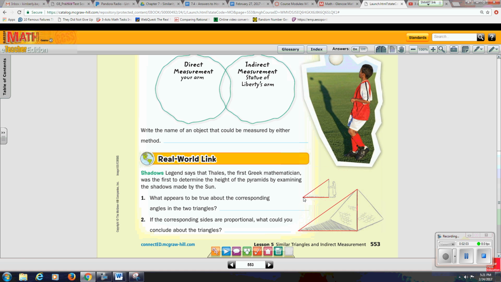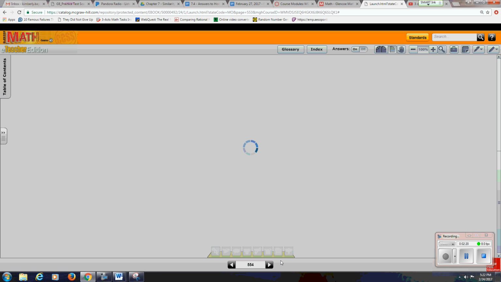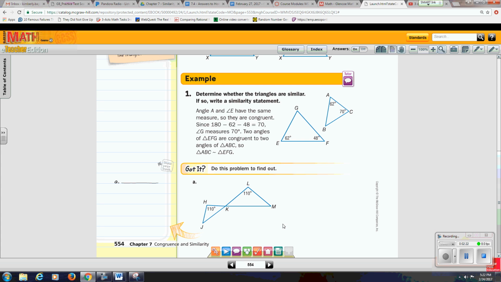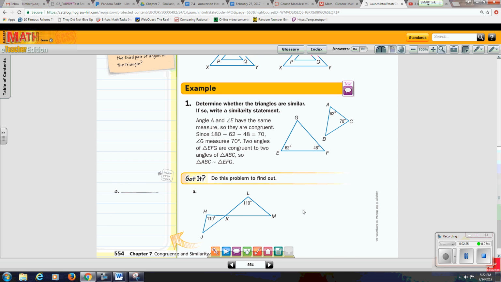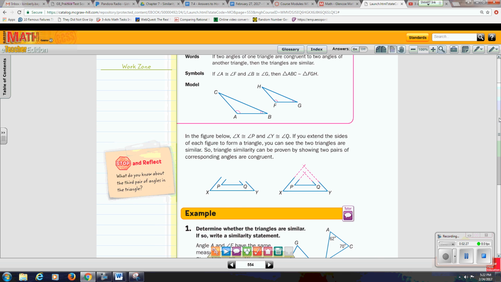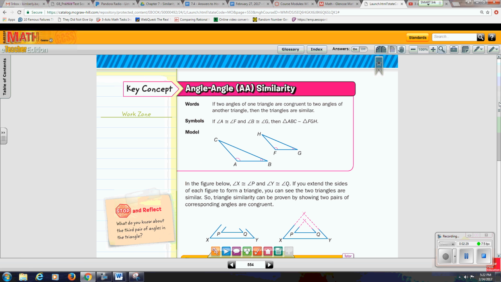So therefore, if we could find the measurement of the shadow and the measurement of the stick, we could find the measurement of this shadow and use that proportional relationship to find the height of the pyramids. So that's what indirect measurement is, and we're going to try to be using that. I'm going to try the best I can to make it somewhat easy.